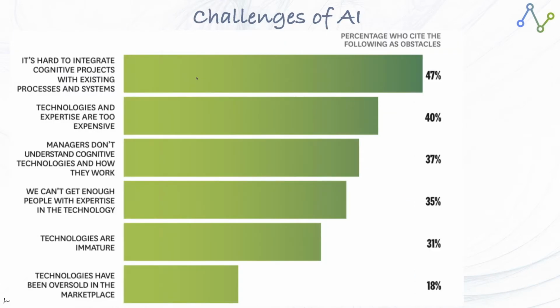And why is it hard to apply it? This was research from Deloitte from some years ago. It's hard to integrate cognitive projects or AI machine learning projects with existing processes and systems. And that's where we started. We started at Rabobank, and everything I teach is to start off where you want to apply your AI, where you want to apply your machine learning, and make the platforms you use capable of executing that.